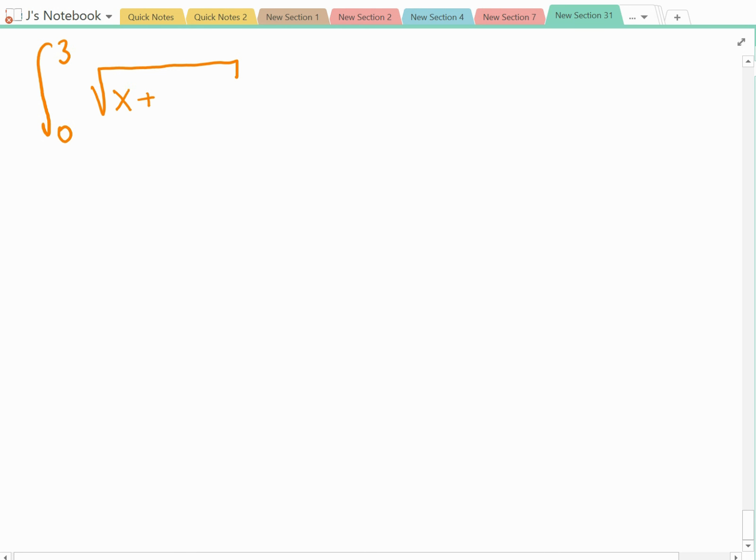Let's do x plus 10 dx. Say this is your question: integral from 0 to 3 of the root of x plus 10. What I'll do is I'll let u equal x plus 10, because that's been plugged into the square root function.